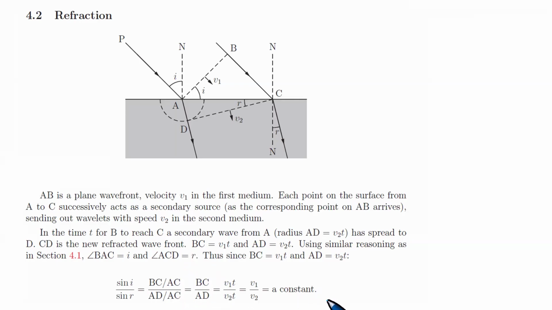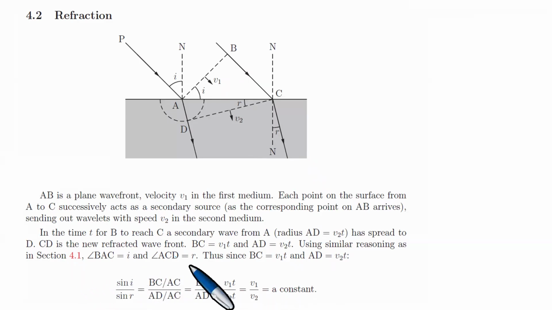Now CD is the new refracted wavefront. So let's look at CD. It's a new refracted wavefront. BC is V1T, and AD is V2T, which has spread from A to D. CD is the new refracted wavefront.